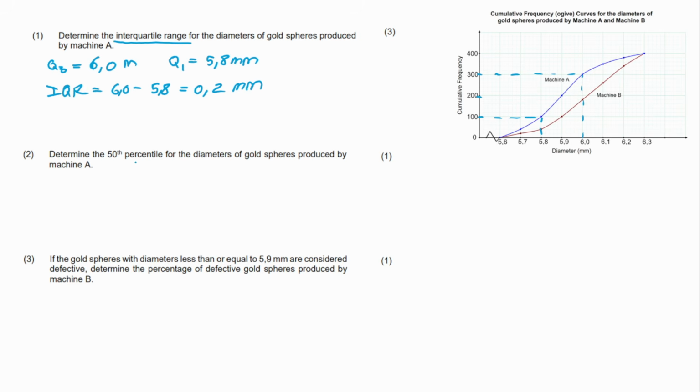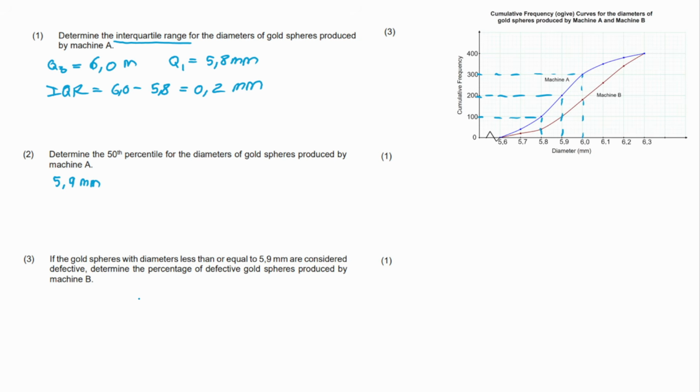The 50th percentile. So we know there's 400. So the 50th percentile will be here at 200 because that's 50% of 400. So just like we did before, we're going to track across here. And we're still working with machine A, so it's the blue one. And if we track down, we'll find that the 50th percentile is 5,9 millimeters.